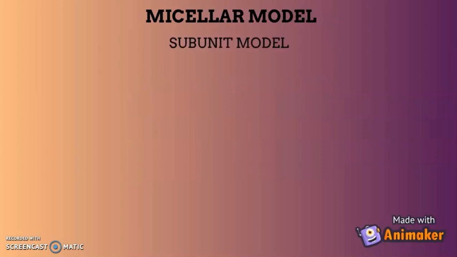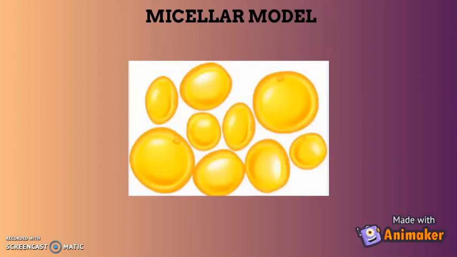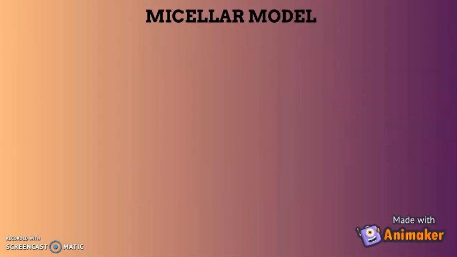Next is the micellar model or subunit model. According to Moran and Sjostrand, the plasma membrane consists of globular units which are called elementary particles ranging about 40 to 70 Angstrom in diameter, which are packed together to form repeating units. According to Green, this consists of fused repeating units.